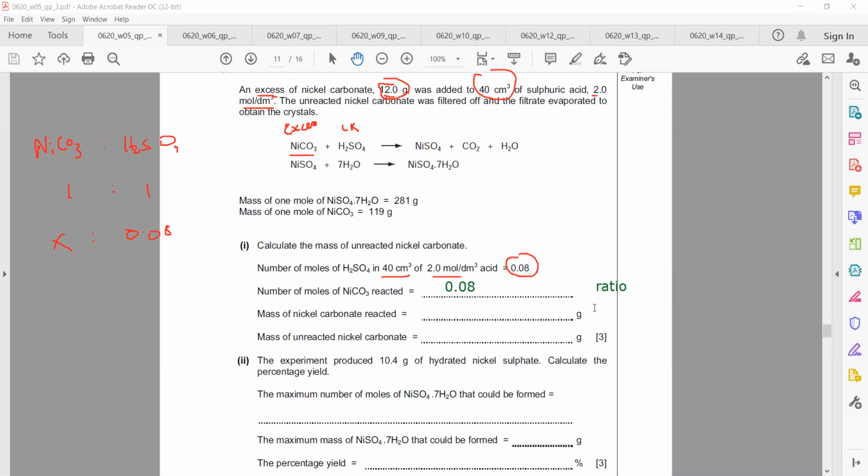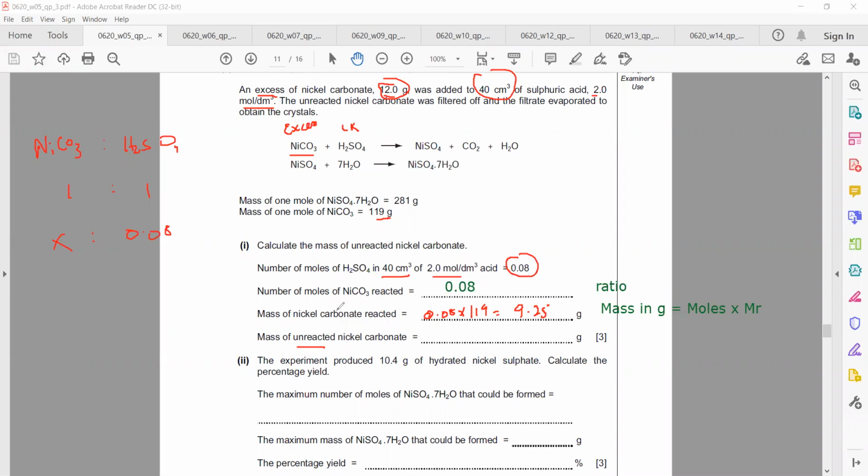So to get the mass, we'll use a formula. Mass in gram is equal to moles multiplied by relative molecular mass. So this will be 0.08 multiplied by, they already give you the mass of nickel carbonate, it is 119. What's the answer in grams? 9.52. So 9.52 grams of nickel carbonate is the one which reacted.